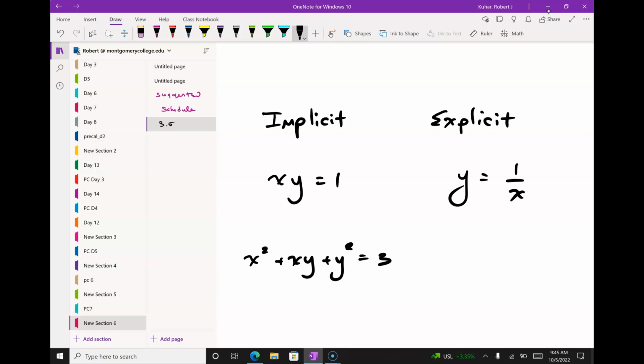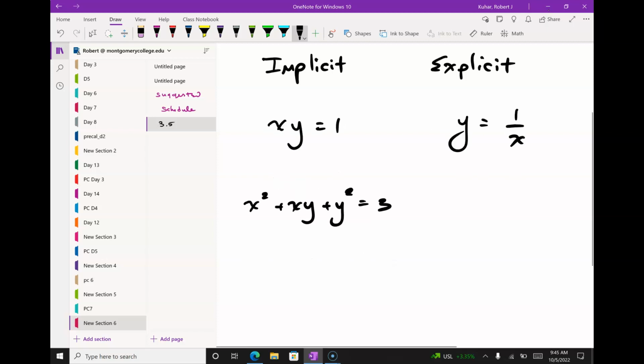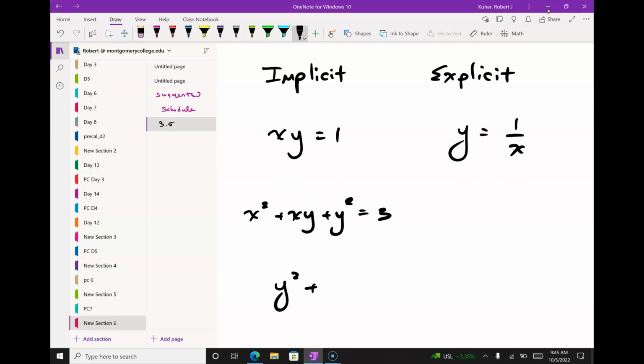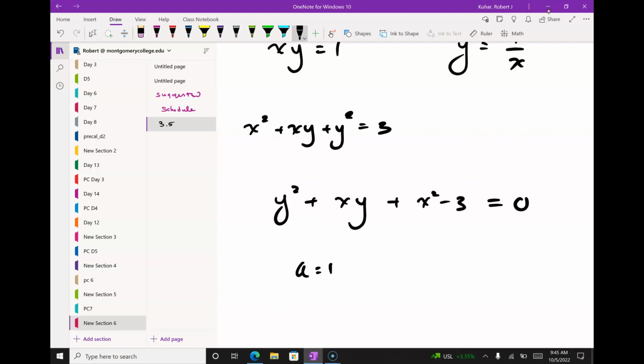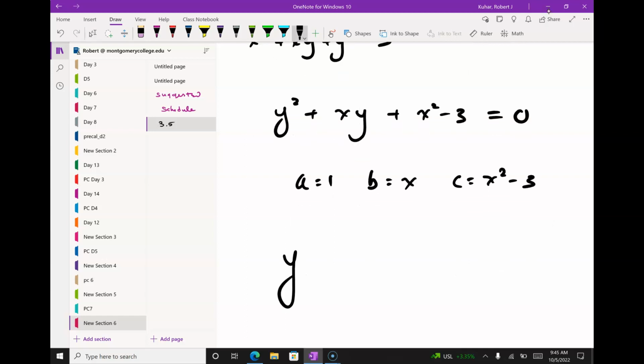Well, it looks like a quadratic. So I could try, and I'm not asking you to do this. I could try and say y squared plus xy plus x squared minus 3 equals 0. And I could try with a is 1, b is x, and c is x squared minus 3, right? I could try and get the quadratic formula for y, right? Do you see it? It's horrible, though, right?